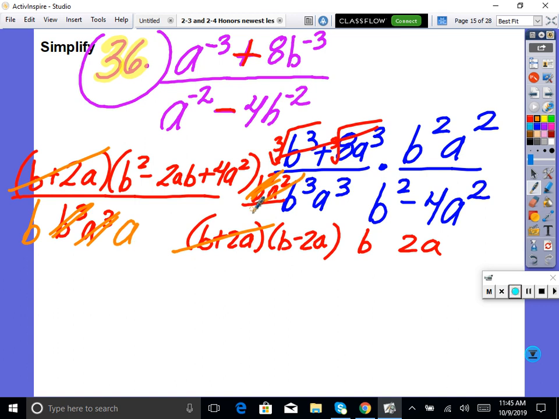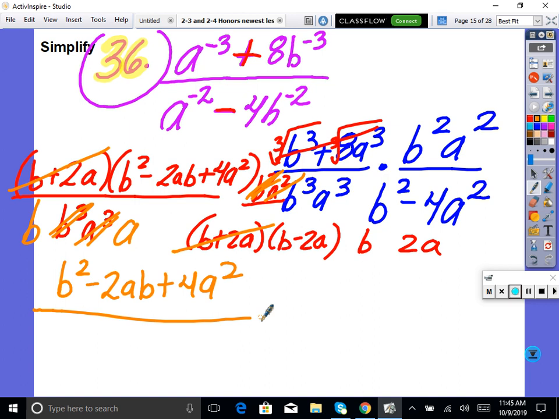And then is there anything else to divide out? So on top we have b squared minus 2ab plus 4a squared. See, this wasn't an advanced problem. I'm not going to try to pretend it wasn't. Then left on bottom was a b and an a, b minus 2a. All right, you can do hard things. Make sure you're picking the hard ones.